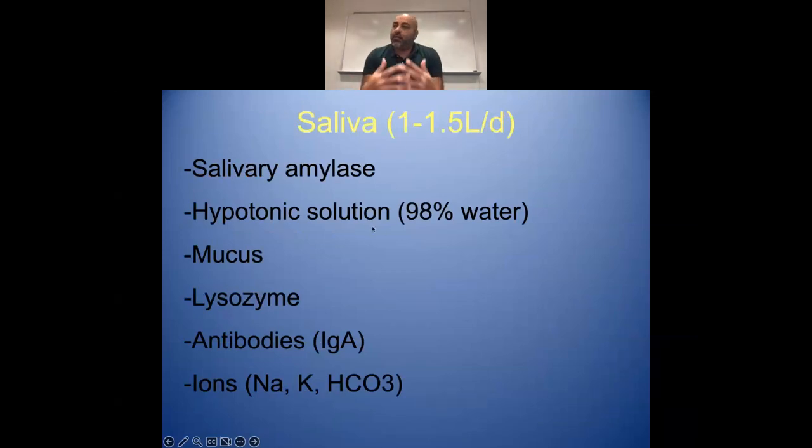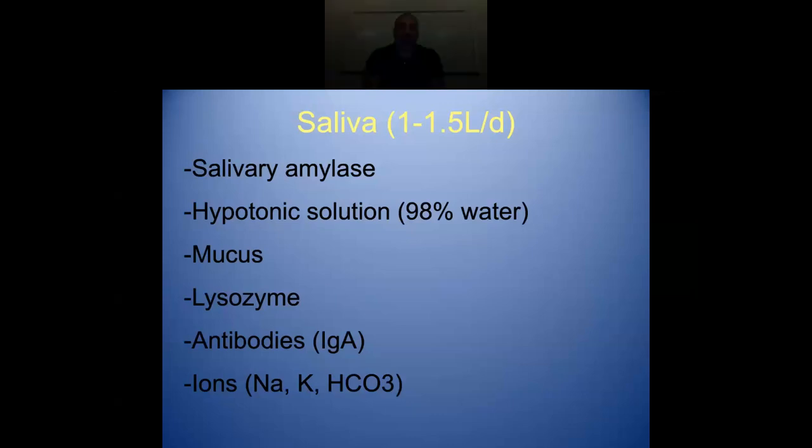Saliva, we produce a decent amount. It's hypotonic. Why must it be hypotonic? What does that mean? It doesn't have solute. Why do you want your saliva to not have solute? What happens if your saliva had sodium chloride in it? Salt. What are you going to taste all day? Salt. What are you going to taste when you eat your food? Salt, right? So that's why it's hypotonic. It would alter the taste of everything. And then mucus, lysozyme, antibodies.